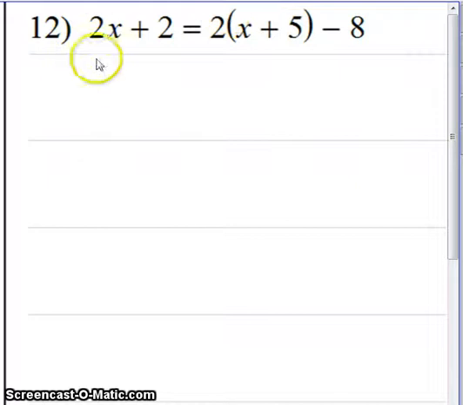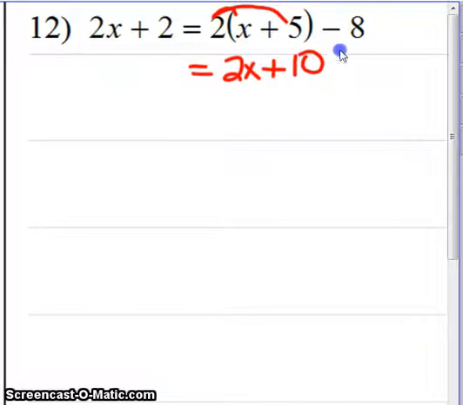Okay, we have again another equation. Notice that I have parentheses, so again we want to get rid of the parentheses first. We're going to distribute the 2 to the terms on the inside, so we're going to multiply 2 times x, so 2x, plus 2 times 5, which is 10. Bring the negative 8 down. Bring 2x plus 2 on the left side down.